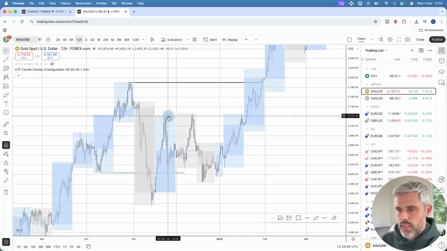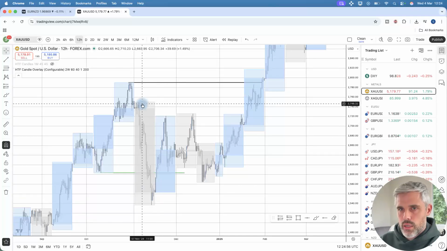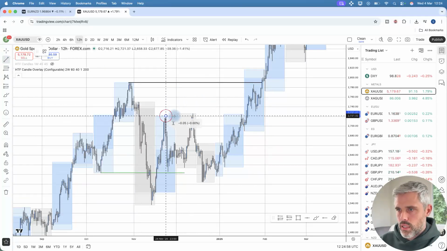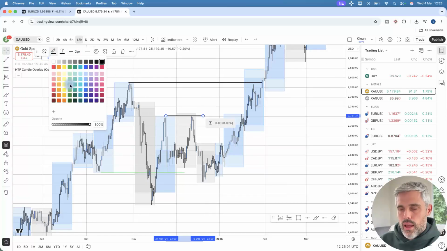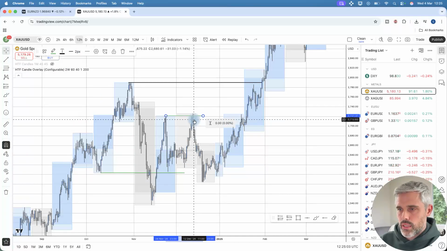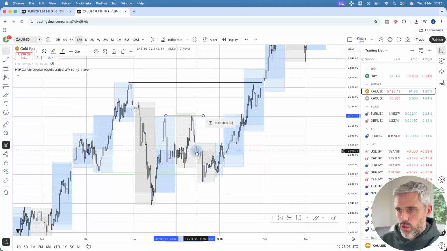We get a manipulation of this accumulation candle. So price trades into the high here. Everyone thinks the next move for gold is starting. It's not. We close here.